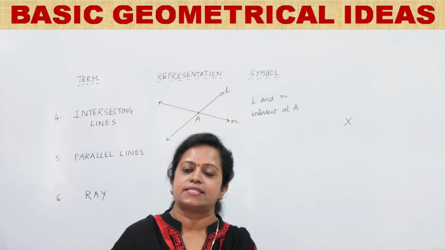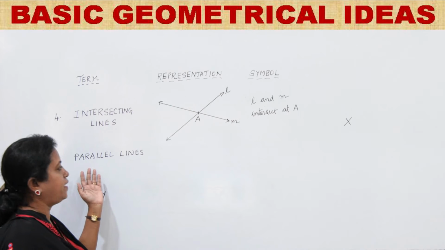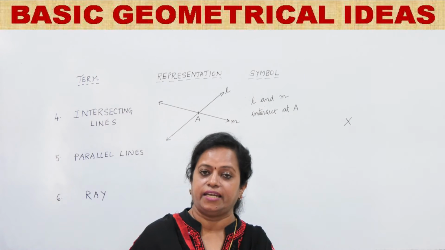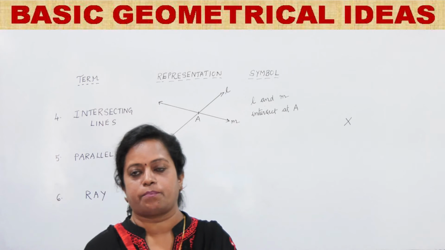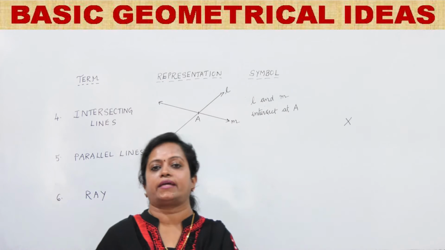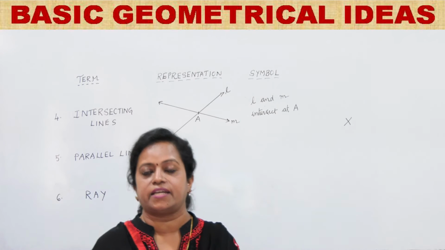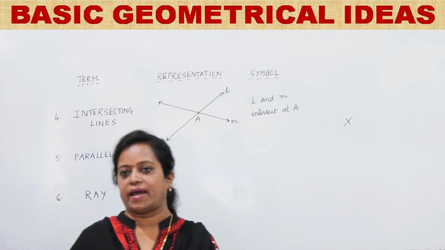Now children, the next type of lines that you have to understand is parallel lines. It is just the opposite of intersecting lines. I have said that in intersecting lines, the lines meet at a point. When any two lines do not meet at a particular point, that is, even if I extend them they do not meet, then such lines are called parallel lines.